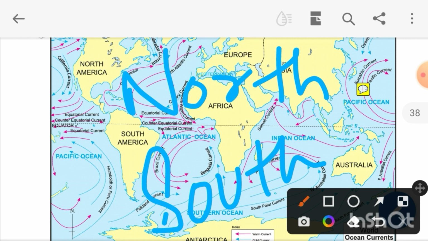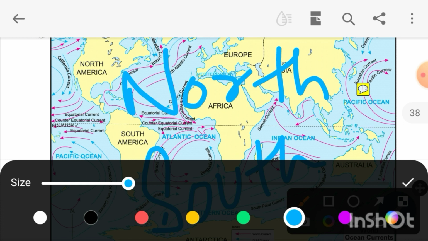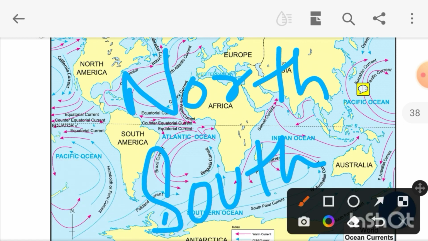And why is that? Because if you see, the southern hemisphere is mostly covered with ocean.